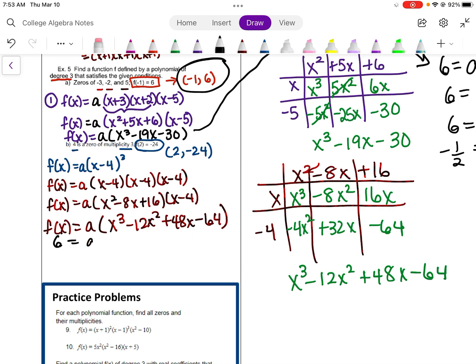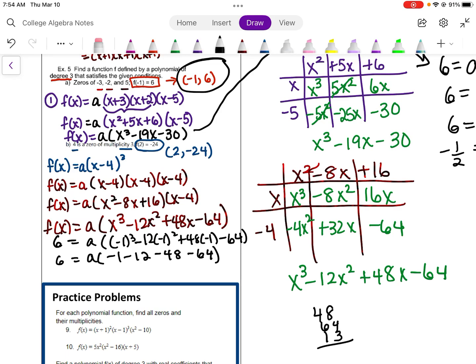So 6 is our y, negative 1 is our x, so negative 1 to the third minus 12 times negative 1 squared plus 48 times negative 1 minus 64. And we'll have a negative 1 minus 12 minus 48 minus 64. Oh my goodness, that's crazy. Okay, let's see, what's that going to be? 48, 64, 13, 7, 15, 5, 11, 12, 125. I don't remember it being that crazy.